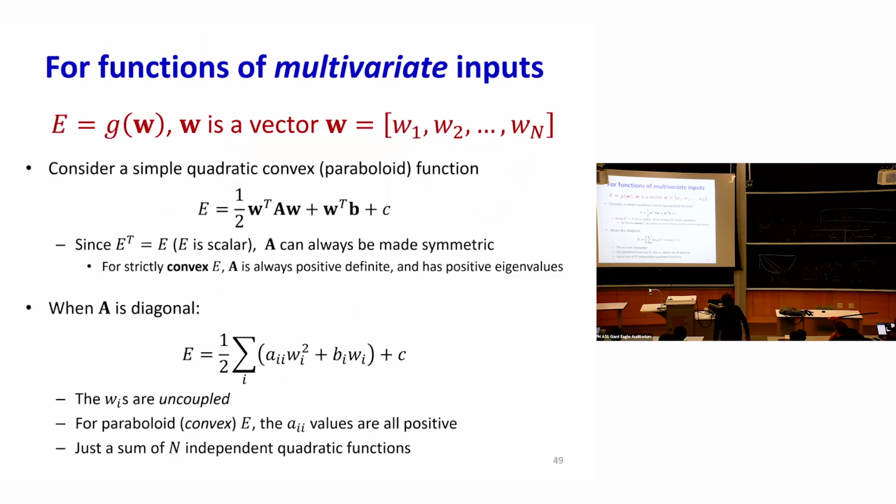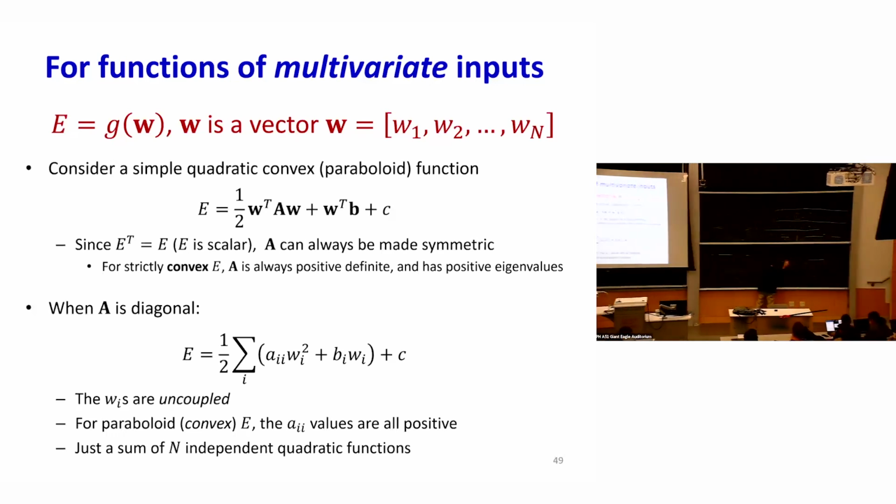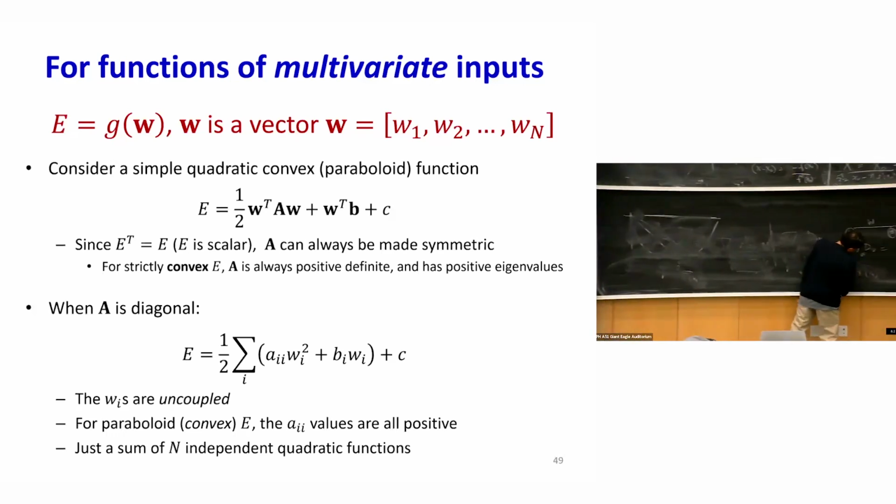But what if you have a multivariate function? So suppose I have a function of 2 variables. And let's assume the thing is still quadratic. So what would a function of 2 variables look like? Let me plot this.